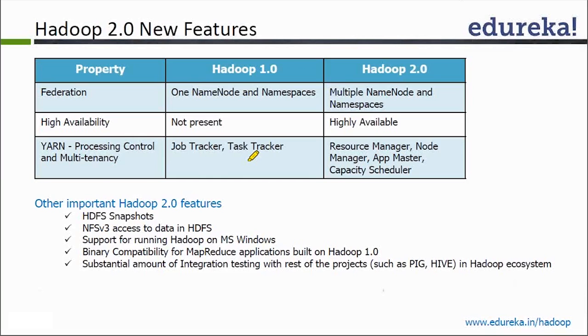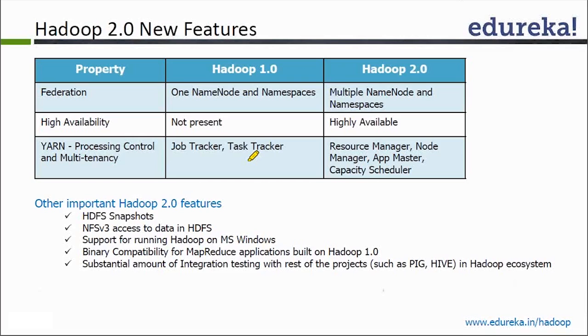So instead of having your task tracker, what you have now is the node manager that's going to run, and it's going to create something called the execution container. That will be executed on each of the worker machines or slave machines which you have inside the cluster, right? Then the third thing you have is the application master.